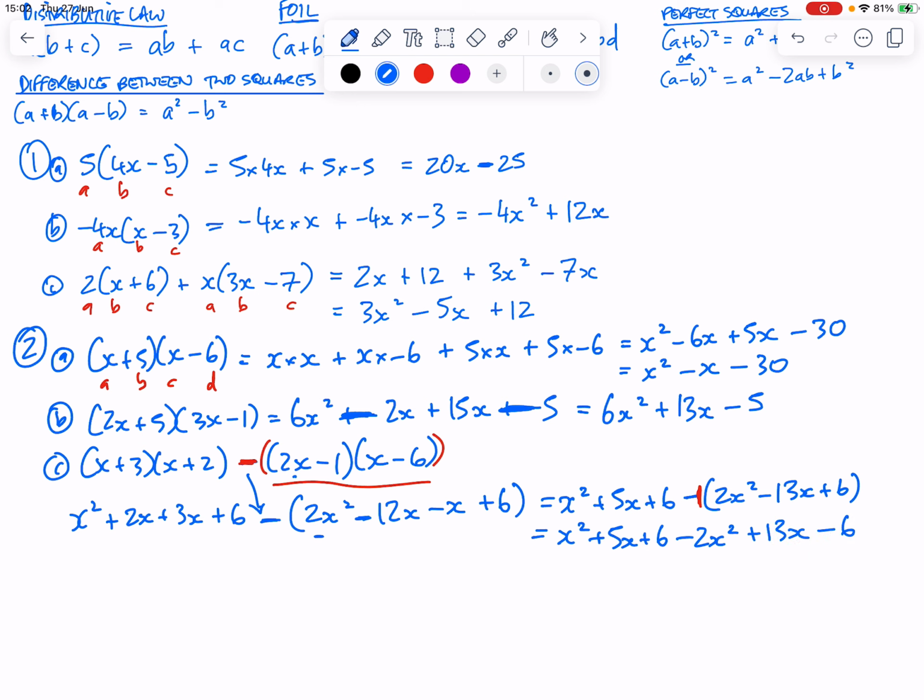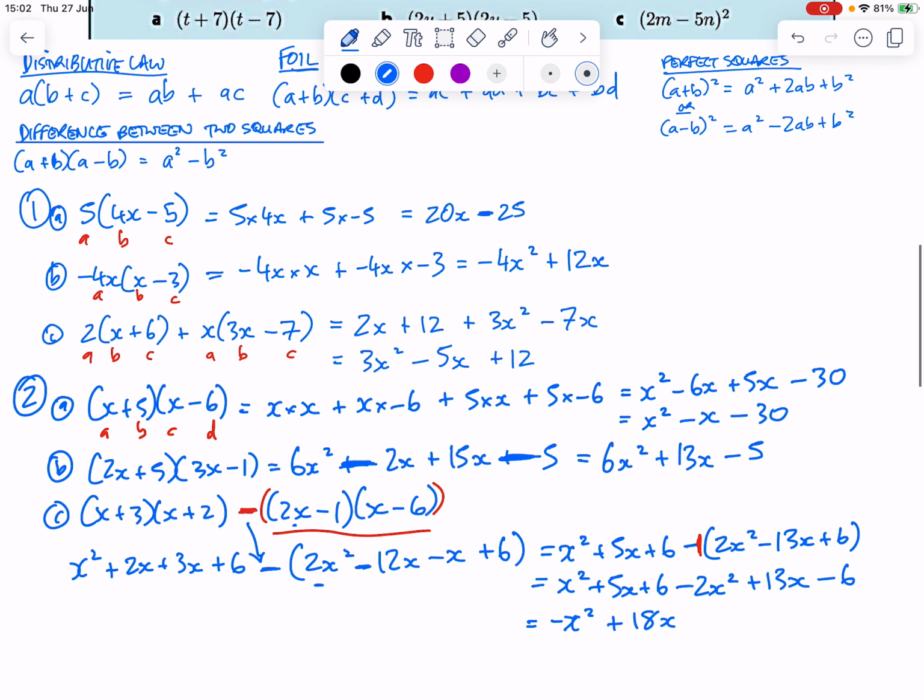So I can combine everything now. X squared, -2x squared, that's going to be -x squared. 5x plus 13x is plus 18x. 6 take 6 is nothing. So my answer is going to be -x squared plus 18x.